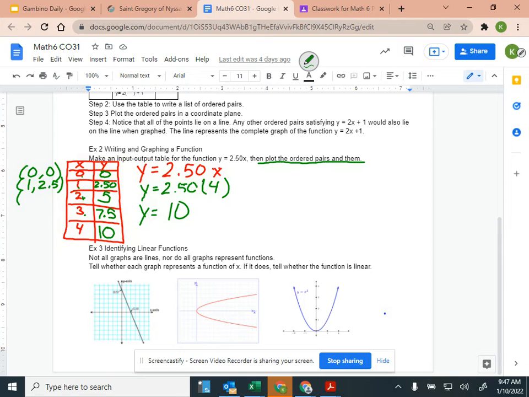Your next one would be 2, 5. What is my next one, Kira? Let's put away what you're doing. You should be following along, so look up at the board. What's our next ordered pair? Which one are we on? 3 and 7.5. What's the next ordered pair, Adrian? 4 and 10. So now we have our 5 ordered pairs. What should I do next, Kira? You should graph them.